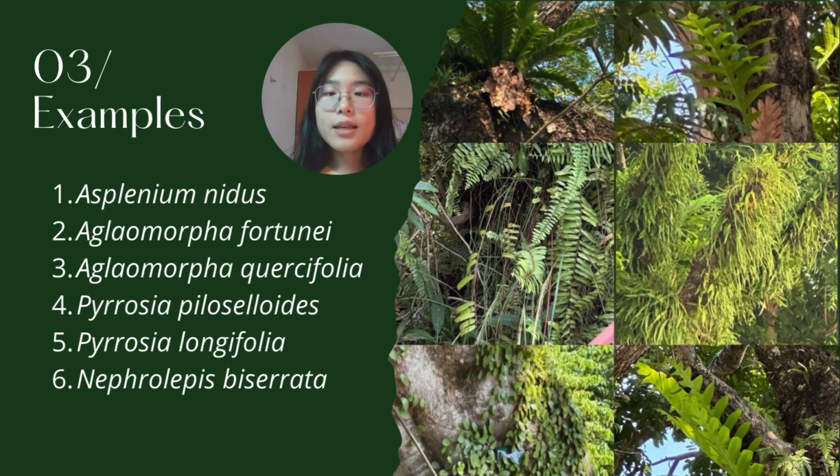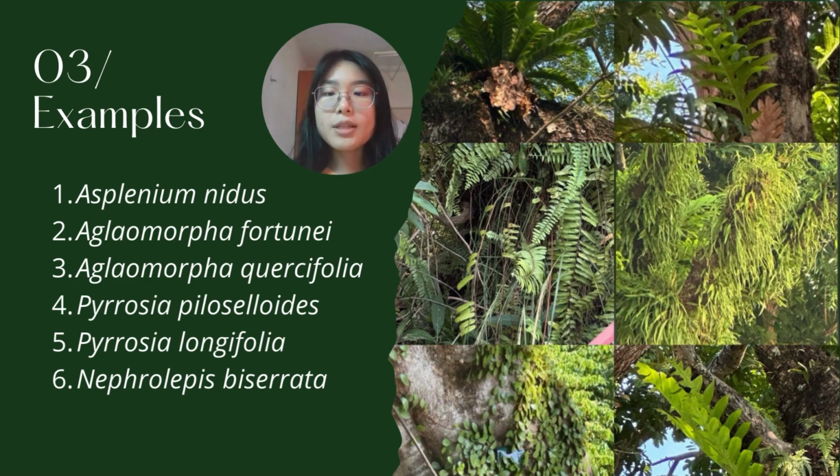I'll be presenting about the six ferns found in the USM campus. The first fern is under the genus Asplenium, and it has the name bird's nest fern, scientific name Asplenium nidus. The second and third ferns are under the genus Aglaomorpha. The second fern has the name Gusuibu, which has the scientific name Aglaomorpha fortunei. And the third fern is oak leaf fern with scientific name Aglaomorpha quercifolia.